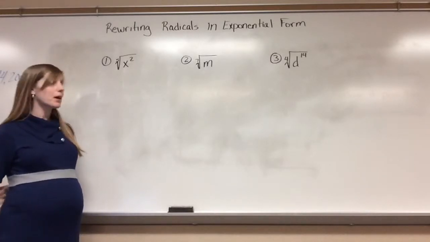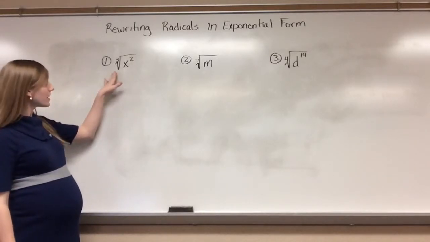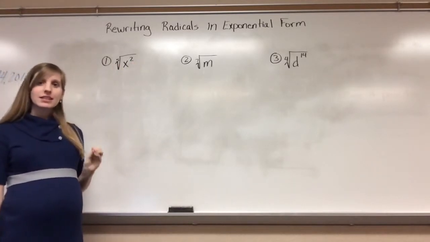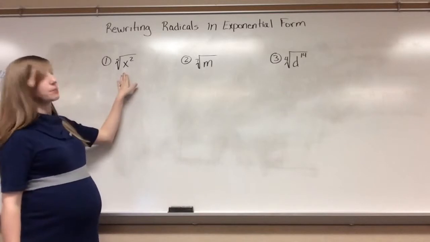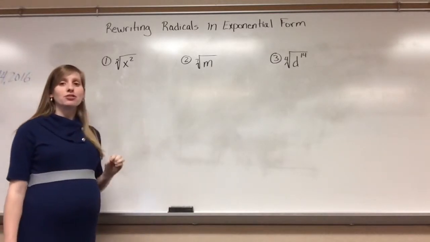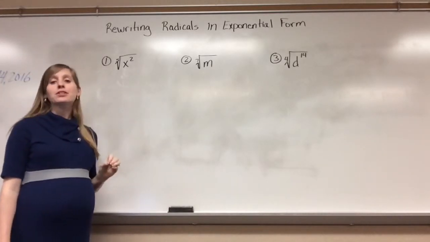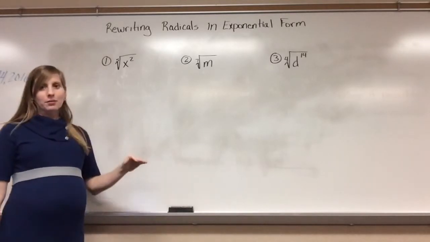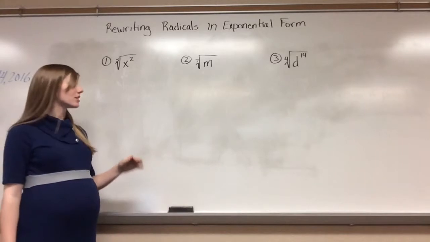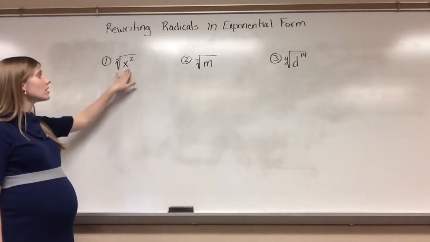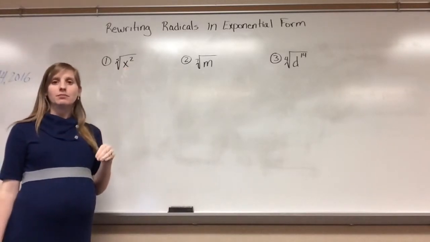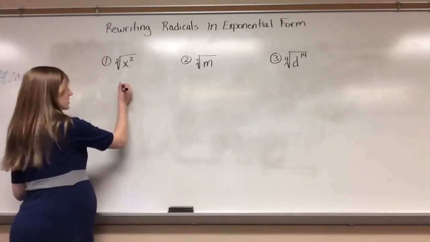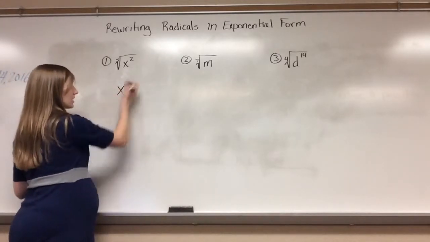So let's take a look at problem number 1. We have the 5th root of x to the 2nd power. All we're doing for this lesson is rewriting this problem, this radical, in exponential form. And that means my exponent is going to be a rational number or a fraction. That's all I want to do. Write it as that fraction. Your letter is going to stay the same. We have x. X is going to be our letter in our answer, so I'm going to put x.